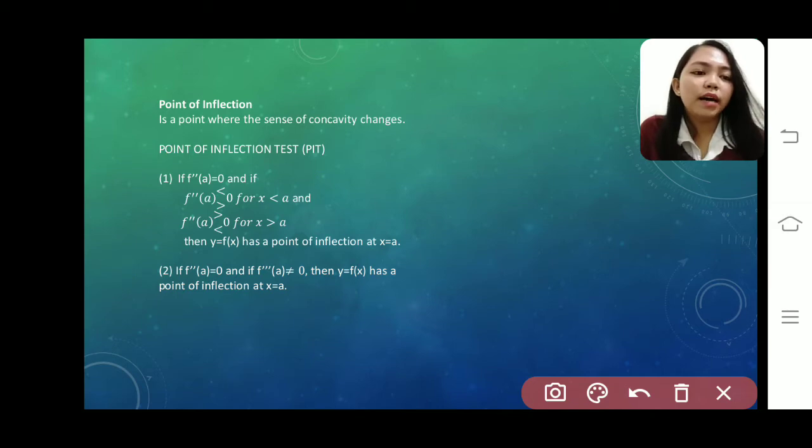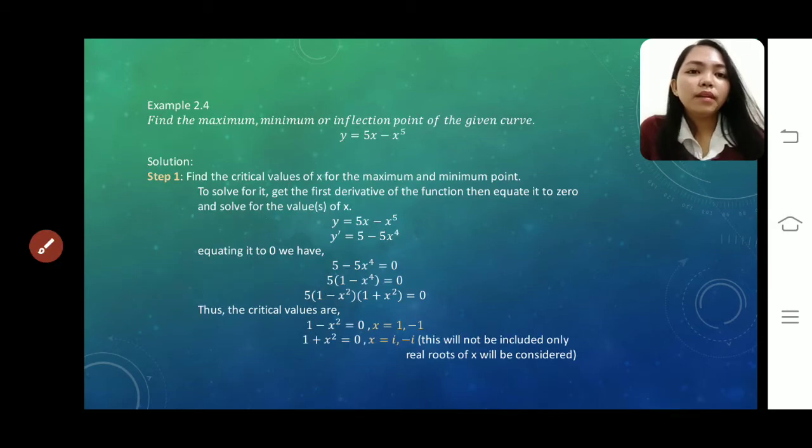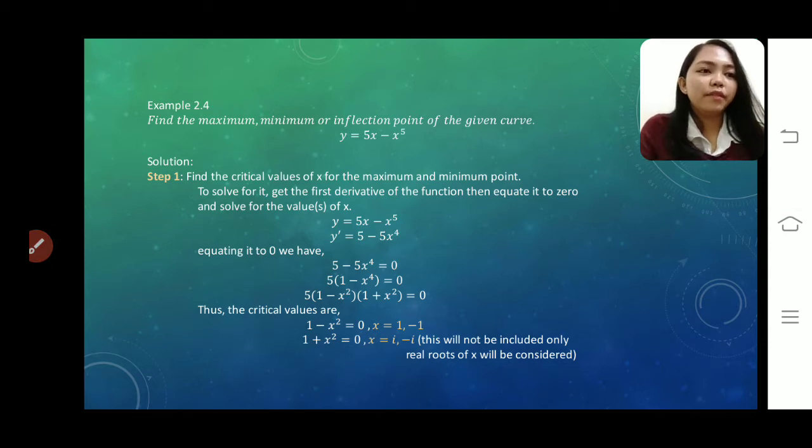So, let's have an example. So, find the maximum, minimum, or inflection point of the given curve. So, i-review natin pagkuha ng maximum and minimum point. So, una, 'di ba, pagkuha ng maximum and minimum point ng function natin, kunin muna natin yung critical values. So, manggagaling ulit yung critical values natin dun sa equation ng first derivative.